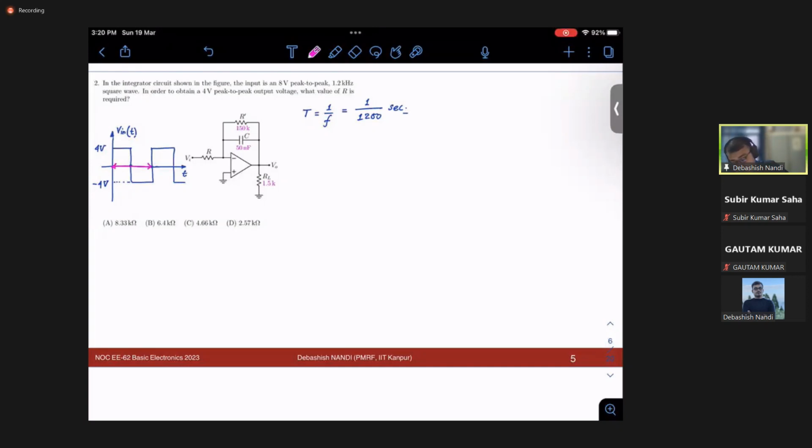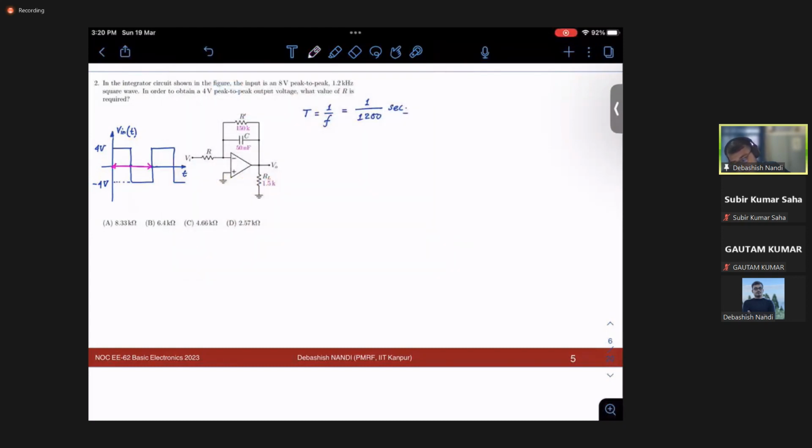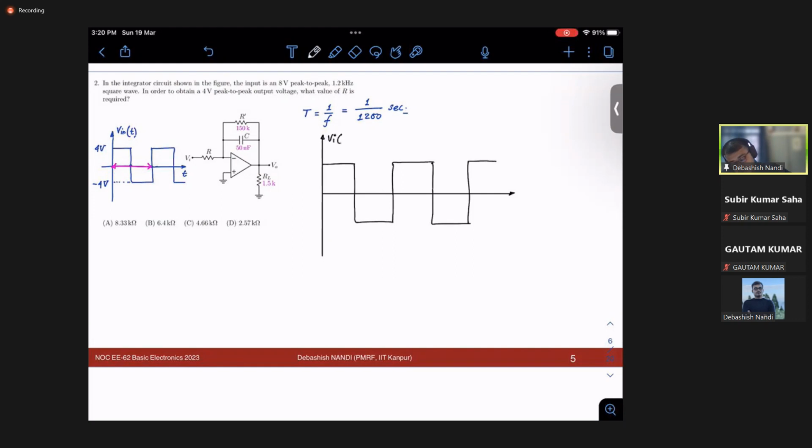So now what are they asking? They're asking us to, okay, first let us think about this. Suppose you have a signal, and you want to integrate it. You have a signal like this, and you want to pass it through an integrator, right? How will your output look like?